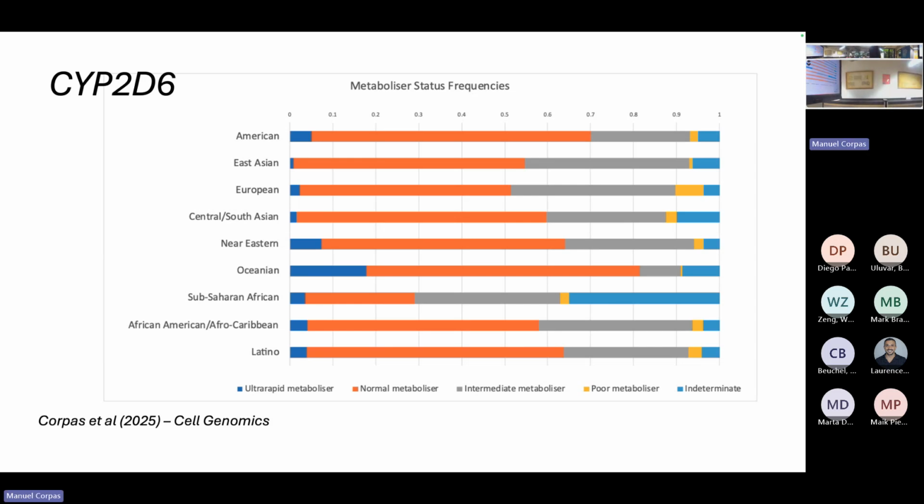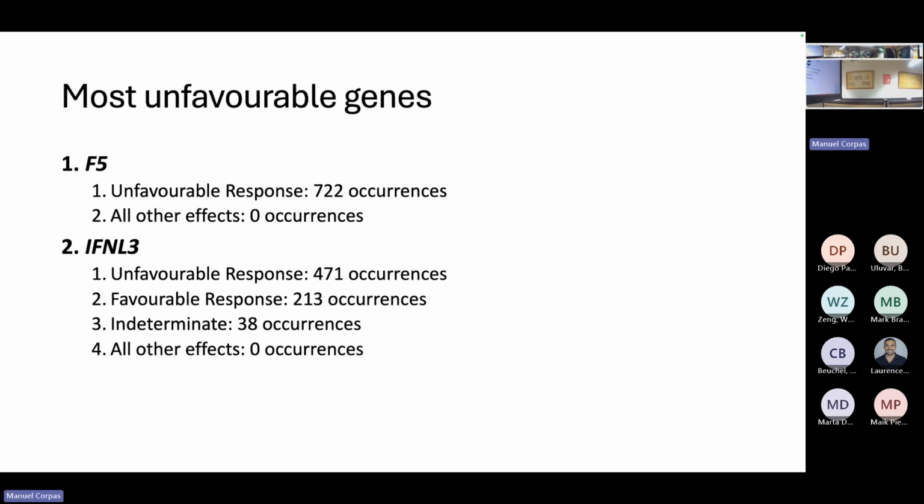So what we did, we actually looked at all of the 150 genomes and tried to analyze what pharmacogenes, so genes involved in metabolization, are affected within our population. And I want to bring your attention to F5, where basically, for all of the genomes that we analyzed, they have unfavorable response. F5 is basically a sort of anticoagulant, if I remember correctly.